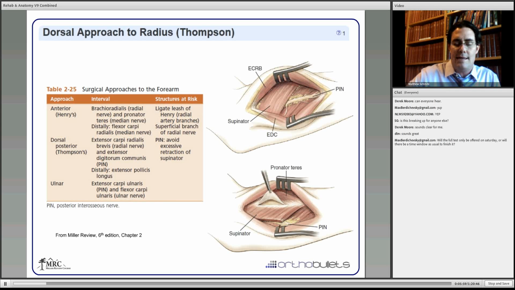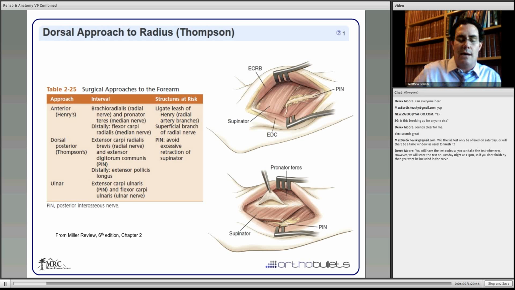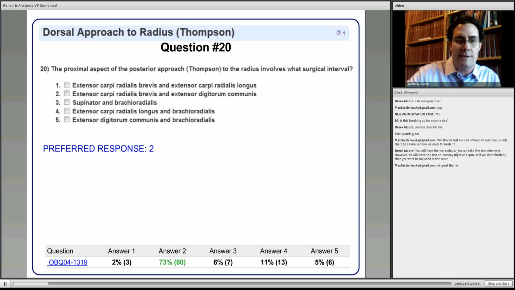So that PIN comes into play, especially when you talk about how the proximal extent is limited by where the PIN comes out of your supinator. So when you're performing this approach, you actually find the PIN, you dissect it back and find where it comes out of the supinator. But remember, the interval truly is between your ECRB and your EDC, so radial nerve and PIN. And that's what they're asking here. It looks like a majority of people answered that correctly, with a few people saying it's between the ECRL and the brachioradialis. Remember, it's a little bit further over from that, and it's between the EDC and the ECRB.